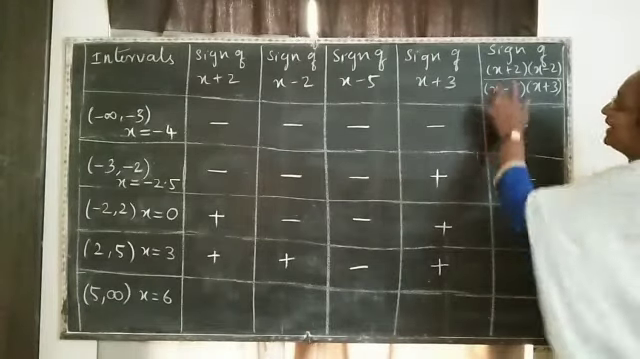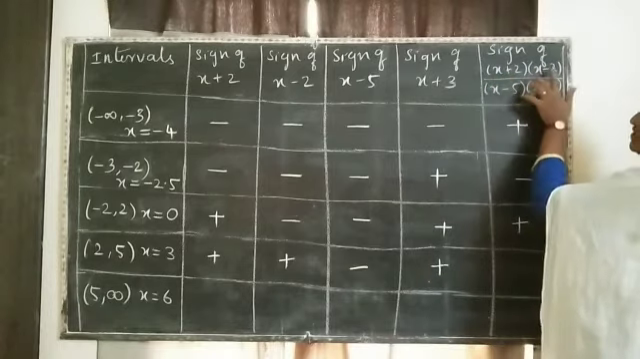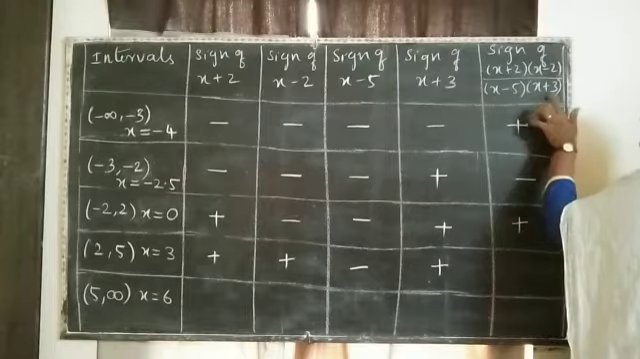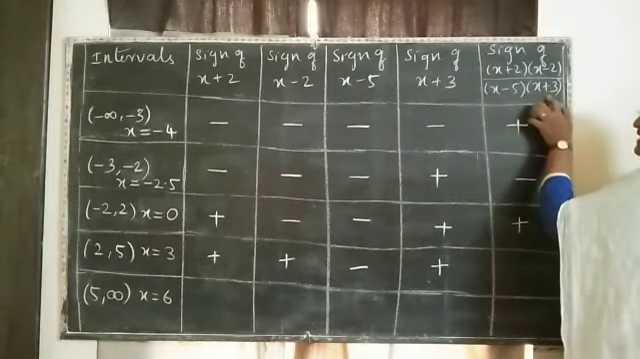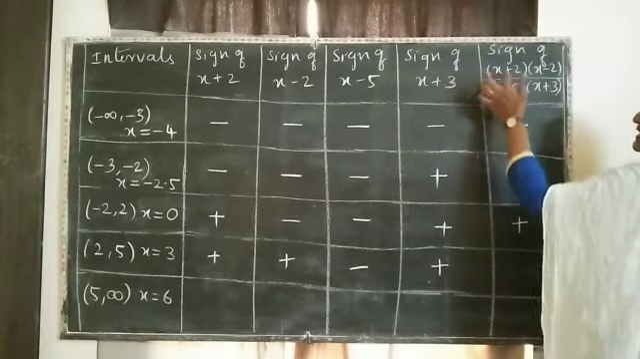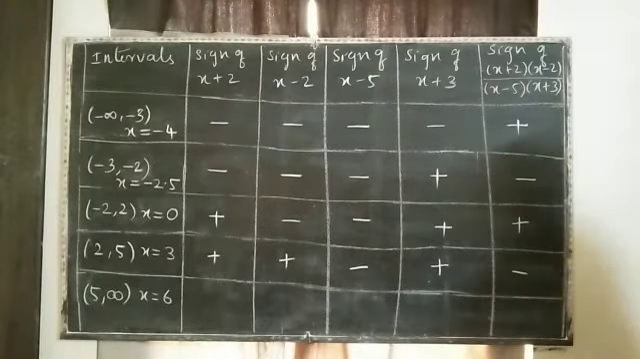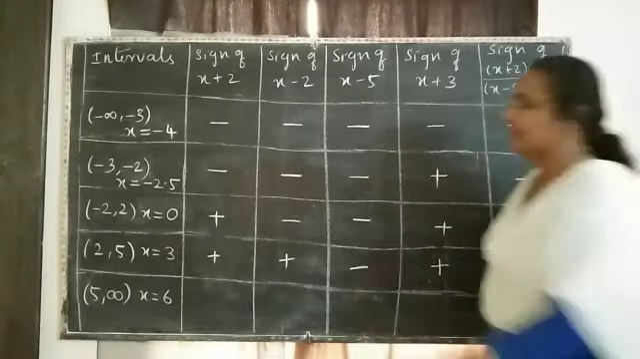Now look into this. Again, numerator plus into plus, divided by minus into plus. So minus into plus will become minus. So the numerator has plus, the denominator has minus, so the final answer will be minus. Yes or no? Okay.